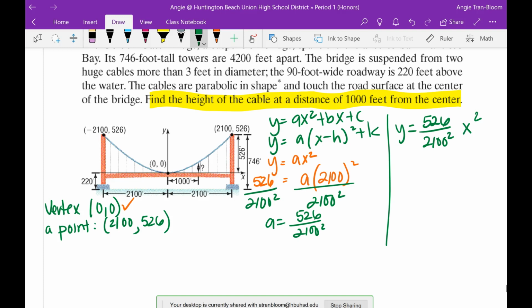Okay, what are we looking for again? The height of that cable. Now what are you going to do? Plug it in. Okay, here we go. The height is 526 over 2100 squared times 1,000 squared. Okay, plug it in the calculator. Approximately how high is the cable when you are 1,000 feet away?